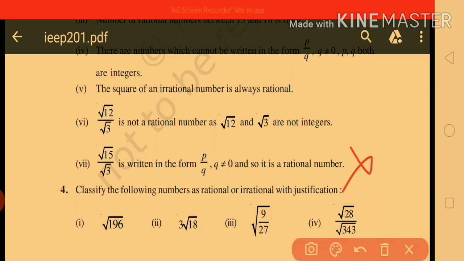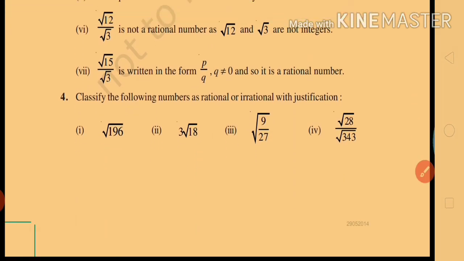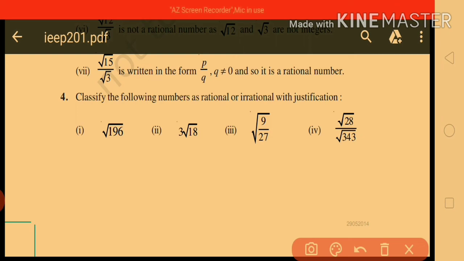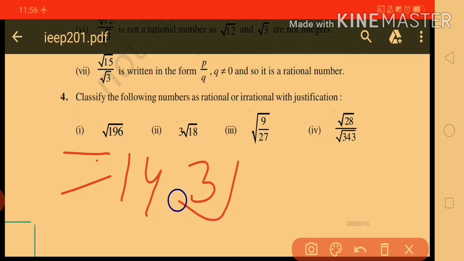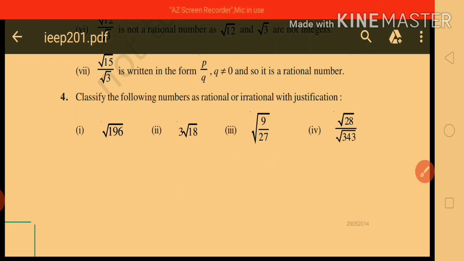Now classify the following numbers as rational and irrational. You know that root 196 is equal to 14. We have earlier studied in 8th class that 14 square is 196 and the square root of 196 is 14. Okay, this is 3 outside. 3 multiply root 18. If it is inside, then it has a different meaning, but now it is outside.